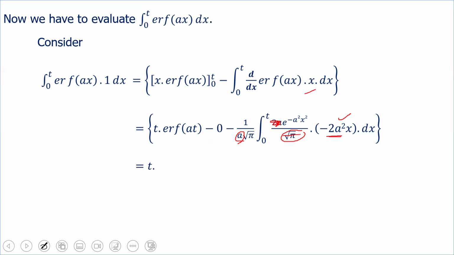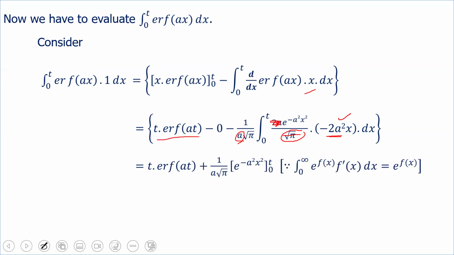Let us go ahead. So the first part is t, error function of at, plus, just look here, 1 upon a root pi, and this is nothing but e to the power minus t. What is the integration of e to the power minus t? E to the power minus t into minus 1. So this minus and minus will become plus, right? And since it is the derivative, let me just show you.